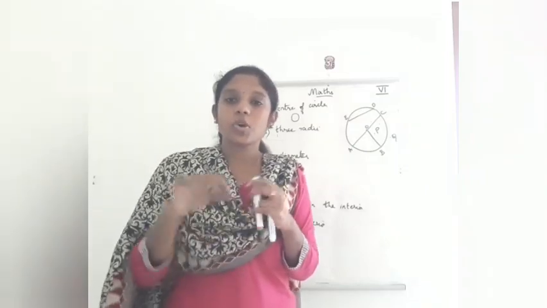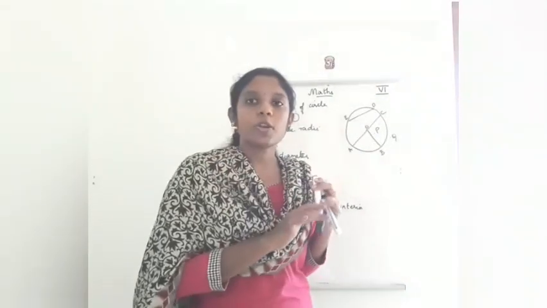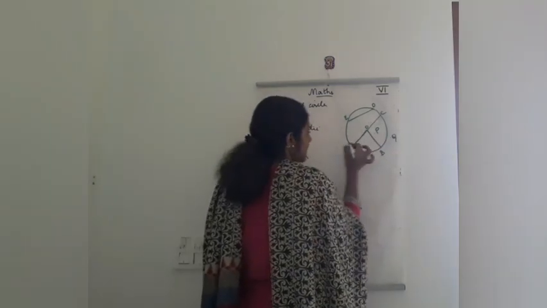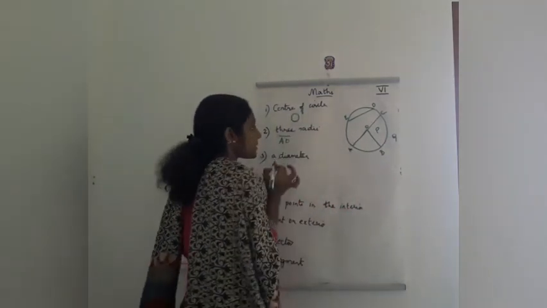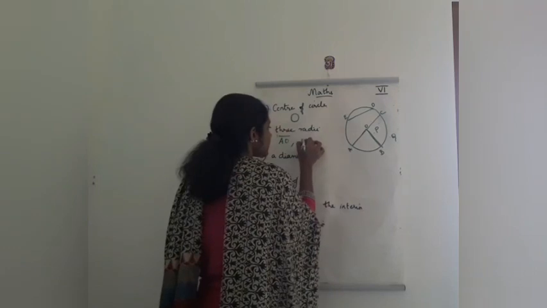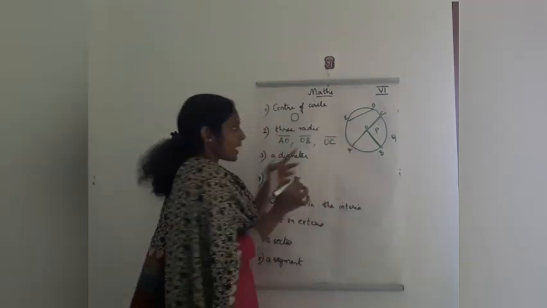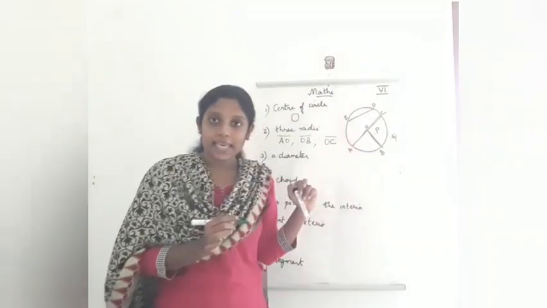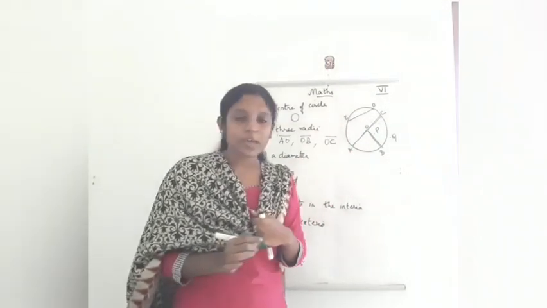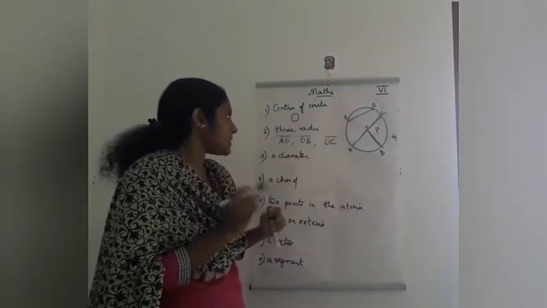A radius is a line segment which joins the center to any point on the circle. So we have to write 3 radii. Here this is a radius. Line segment AO is a radius. Then OB is a radius. Then OC is also a radius. So AO, OB and OC are radii because each is a line segment which joins the center to a point on the circle. ED is not a radius, as it is not joined from the center. Only 3 radii are there.